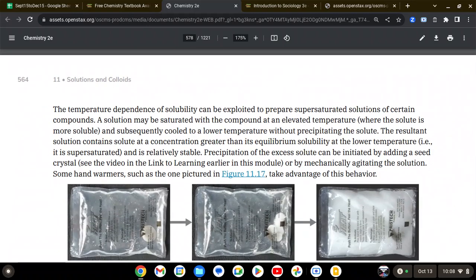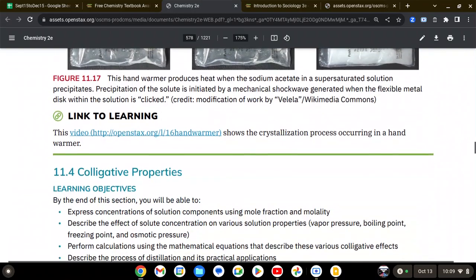The temperature dependence of solubility can be exploited to prepare supersaturated solutions of certain compounds. A solution may be saturated with a solute at an elevated temperature, where the solute is more soluble, and subsequently cooled to a lower temperature without precipitating the solute. The resultant solution contains solute at a concentration greater than its equilibrium solubility at the lower temperature and is relatively stable. Precipitation of the excess solute can be initiated by adding a seed crystal, or by mechanically agitating the solution. Some hand warmers, such as the one pictured in Figure 11.17, take advantage of this behavior.